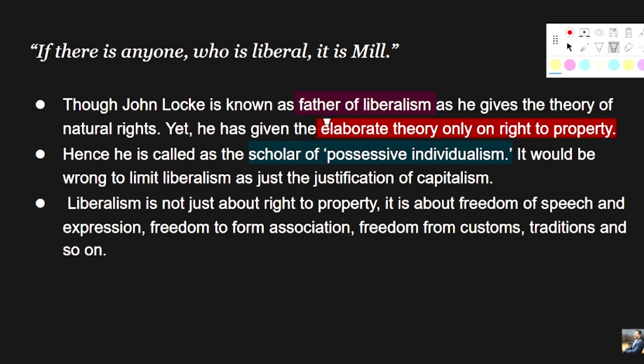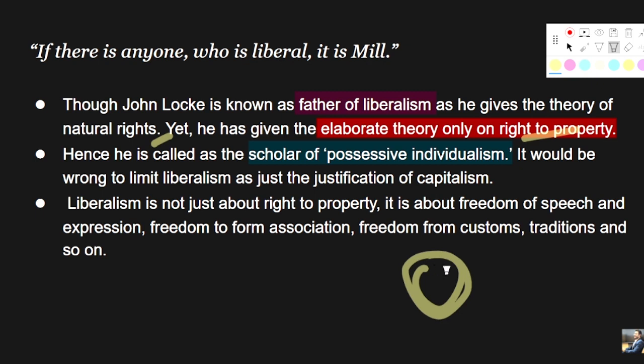So as we know, Locke is known as the father of liberalism, as he gives the theory of natural rights, yet he has given the elaborate theory on the right to property. We have seen how Locke, despite being known as the father of liberalism and one of the very influential propounders of natural rights, has not elaborated on other rights like the right to liberty, or the right to freedom of speech and expression, etc., which are also a very important part of natural rights, right?